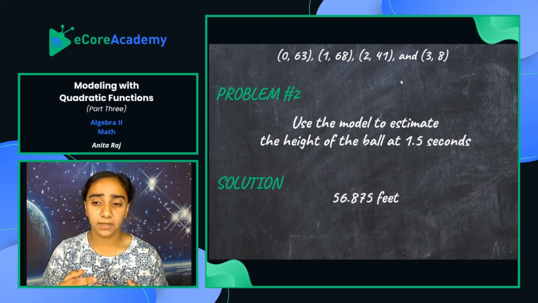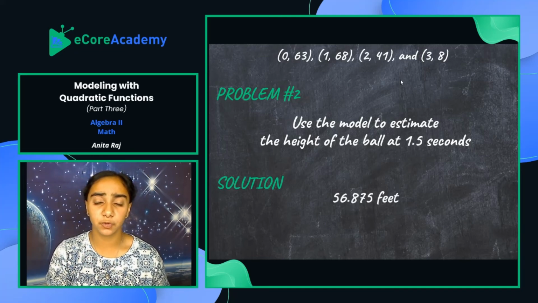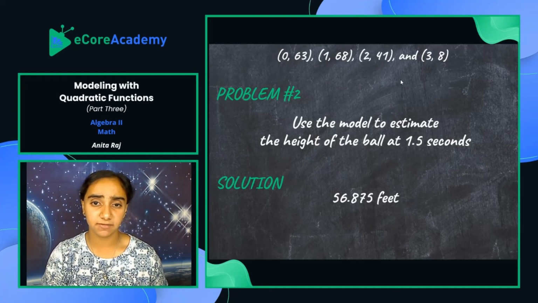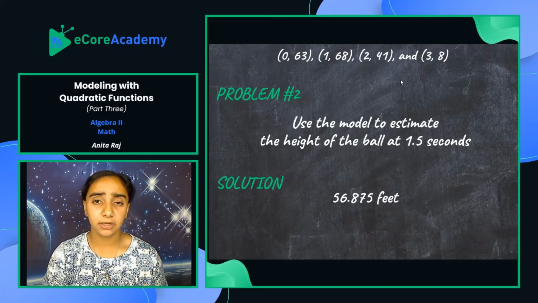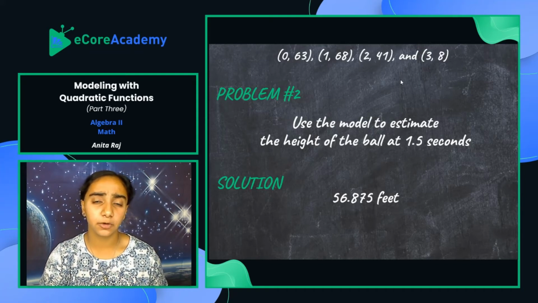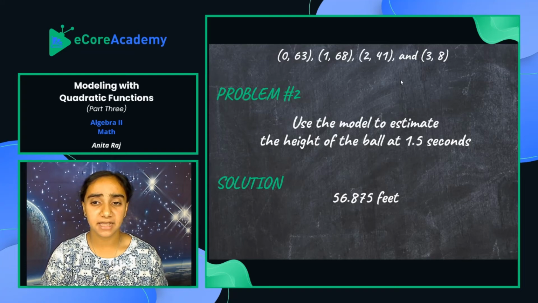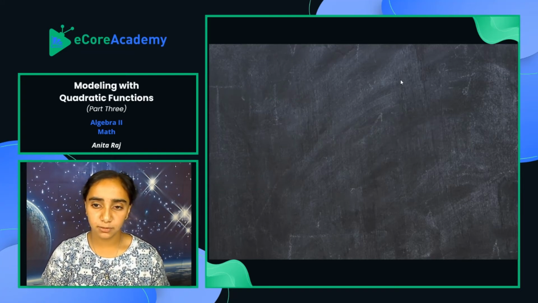So again, we made a prediction for the y value because we were given the x value. We went to our calc menu, we hit 1 for value, we got the x equals, and then we put 1.5 in for x equals, and we found what the corresponding height was at that time. So that was pretty easy. That was problem number 2. Let's move on to problem number 3, our final problem.